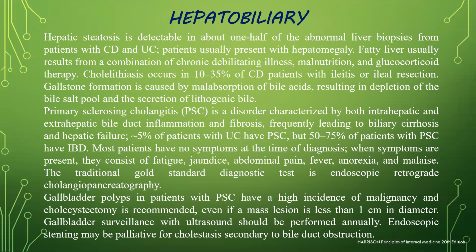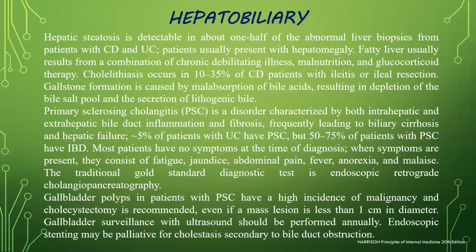Hepatobiliary presentation can be in the form of hepatic steatosis, which is detectable in about one-half of the abnormal liver biopsies from patients with chronic ulcerative colitis. Patients usually present with hepatomegaly. Fatty liver usually results from a combination of chronic debilitating illness, malnutrition, and glucocorticoid therapy.